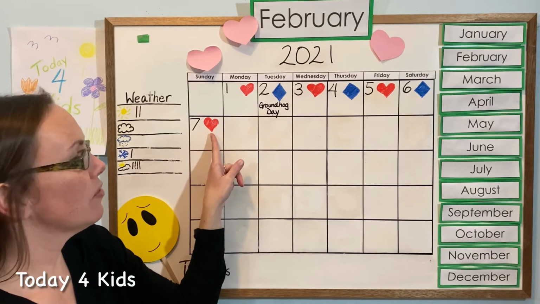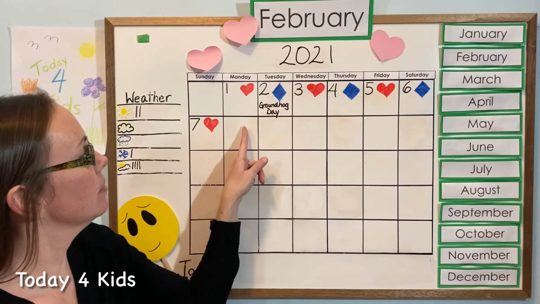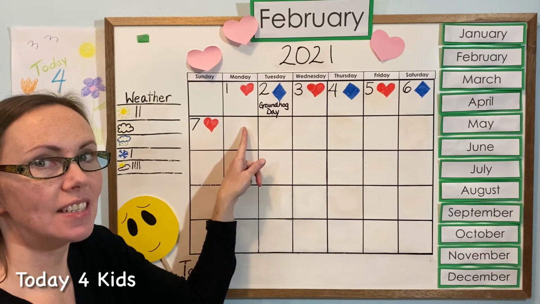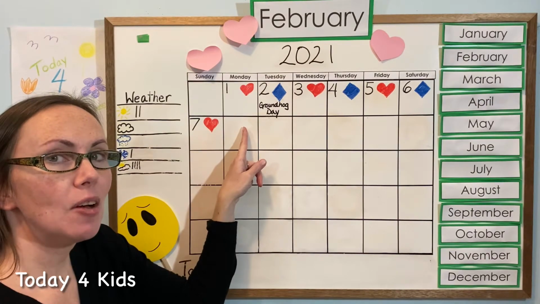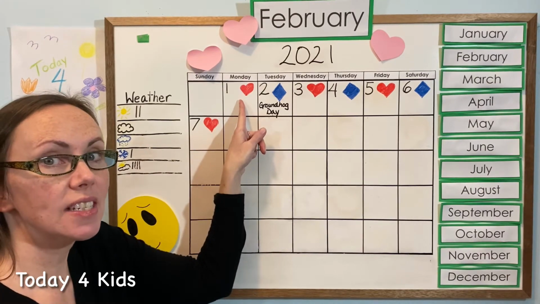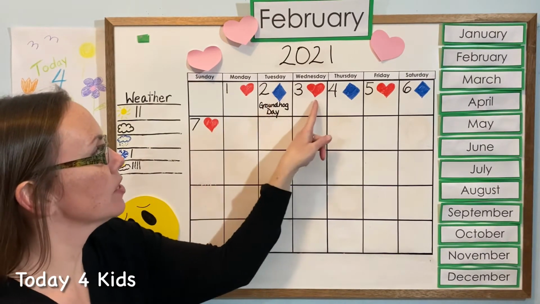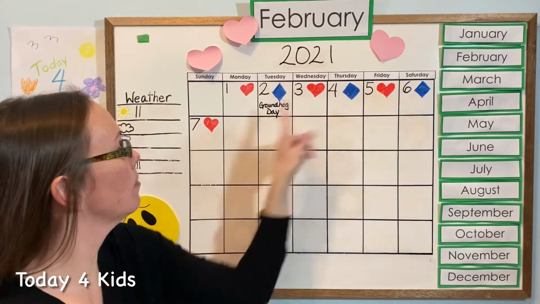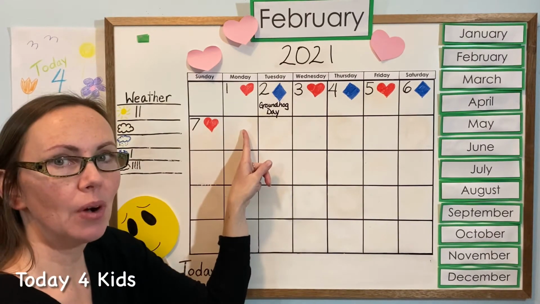What shape do you think follows red heart? What do you think comes next? I hear some great guesses. Let's go back to the beginning of our pattern and say it together. It's okay if you don't know, we can all learn together. Red heart, blue rhombus, red heart, blue rhombus, red heart, blue rhombus, red heart, blue rhombus.